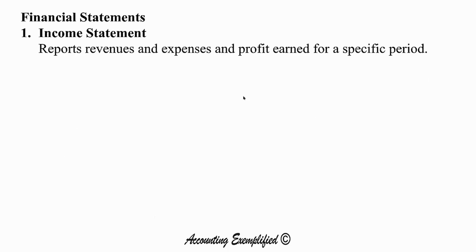Now, what are those financial statements? First, income statement. Income statement reports revenues and expenses, and it also reports all other gains and losses. And finally, the bottom line is the profit or the net income earned by the company for a specific period.